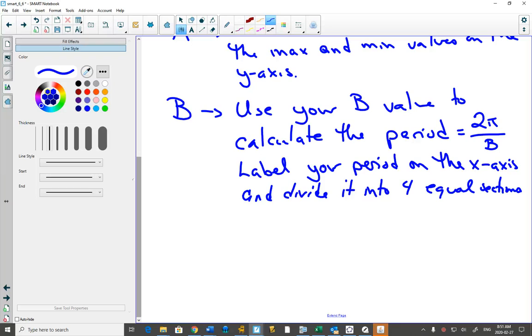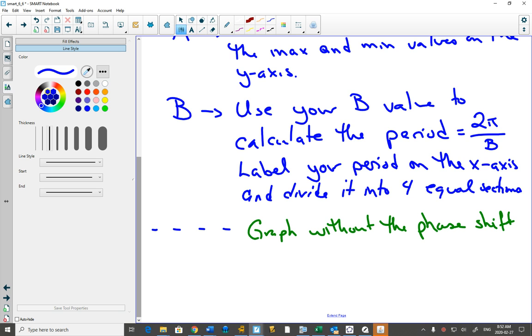It's called DAB B with a dash on purpose. The dash is important because now we're going to graph it without the phase shift with a dotted line.